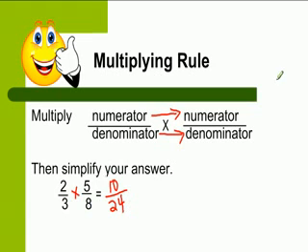Then you must simplify your answer. So remember, to simplify, you can either do that on your calculator or you can find the greatest common factor. If you don't know the greatest common factor, you can just continue to divide by the numbers. So let's see, we'll just divide by 2. So 10 divided by 2 is 5, and 24 divided by 2 is 12. And so that is simplified.